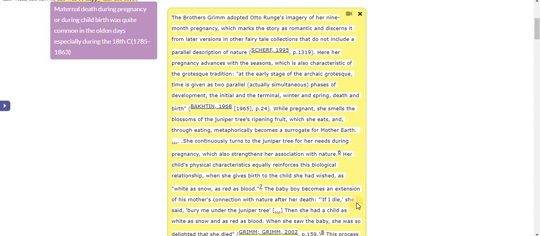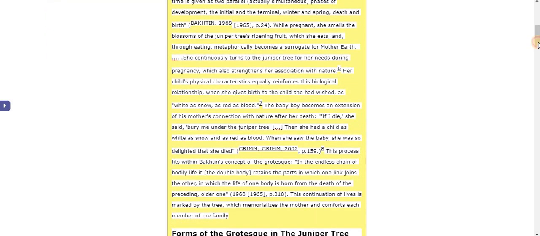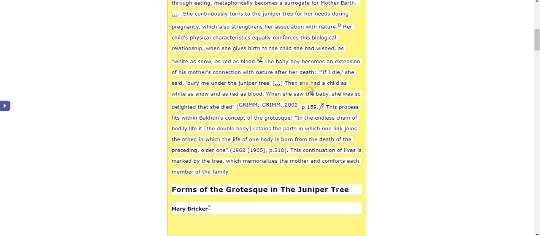And then she says, if I die, bury me under the juniper tree. Again, she wants to become a part of nature. That's why she says that if I die, please bury me under the juniper tree.